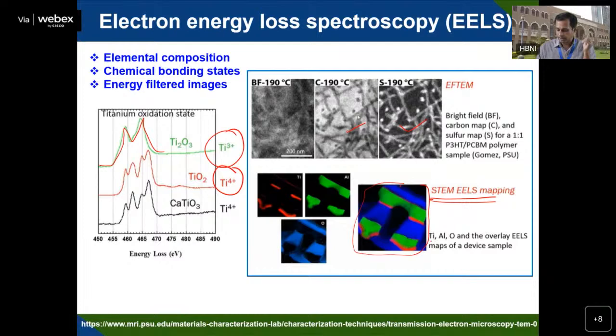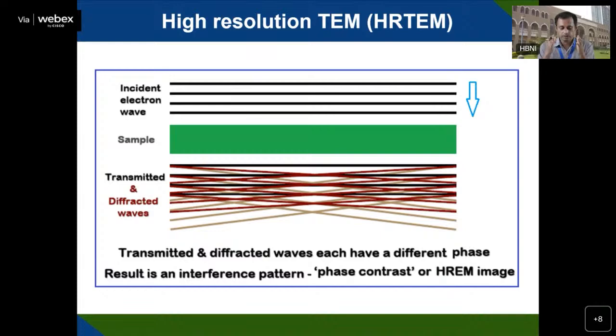So those types of information you can also get from the TEM. In addition to that, like I told you, both dark field and bright field are possible in this case. Bright field will use the direct beam, whereas dark field will use the diffracted beam for the imaging. But if you combine both of them, both the direct beam as well as the diffracted beam, you will get a high resolution image that is produced because of the phase interaction, the interference pattern generated from both the dark and bright field.